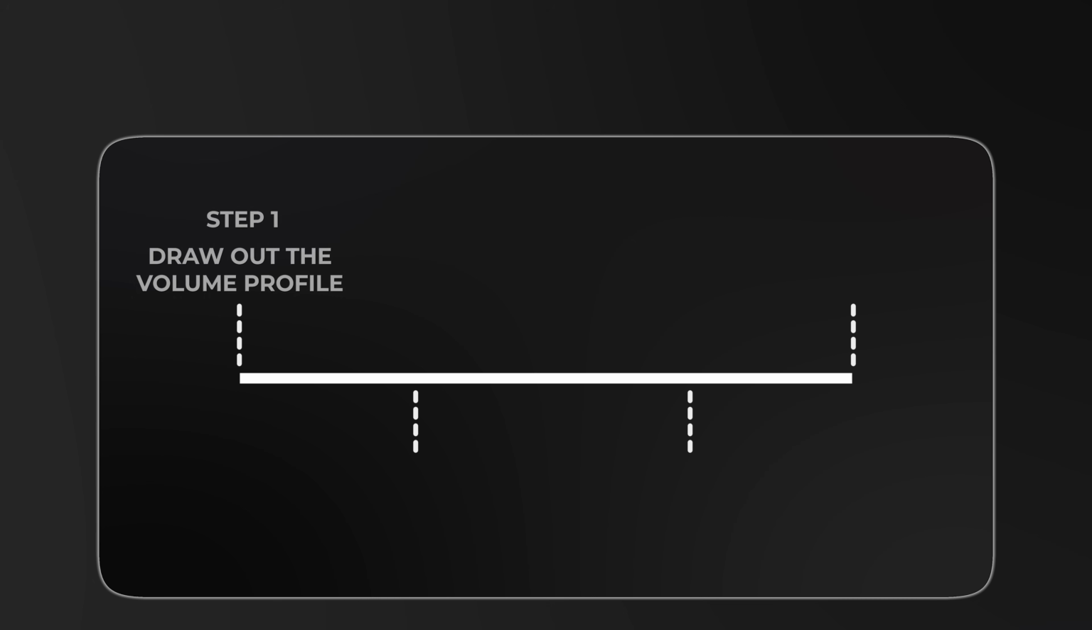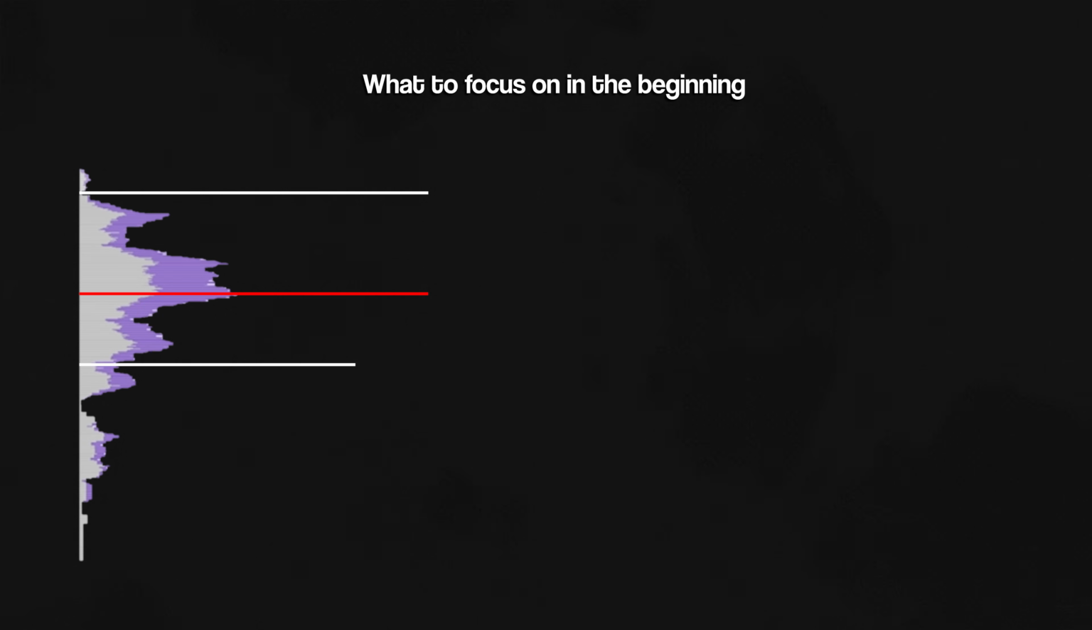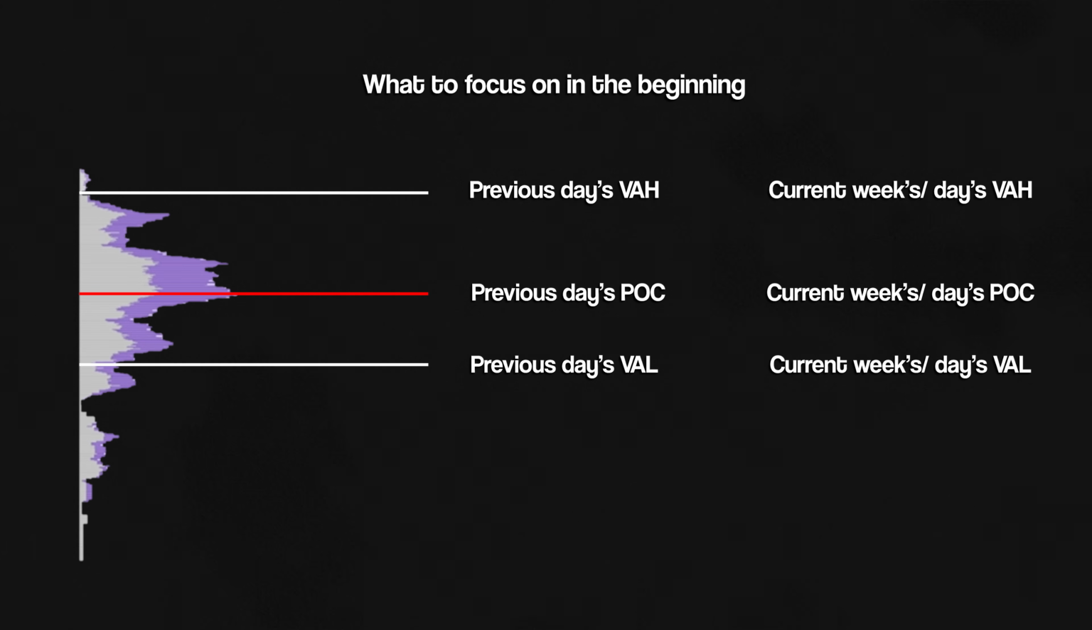So let's get into this step-by-step guide. Step one, we have the volume profile right here. This is the value area high, the point of control, the value area low. What we want to do is draw the fixed range volume profile of the previous week and the previous day and of the current day, and identify the volume pivots, and then also look at the low volume nodes. But we're going to go into all of that later on, guys, so don't be overwhelmed. In the beginning, you can focus on the previous day's profile first, and once you get used to it, you can start implementing the current week's and the current day's profiles as well.